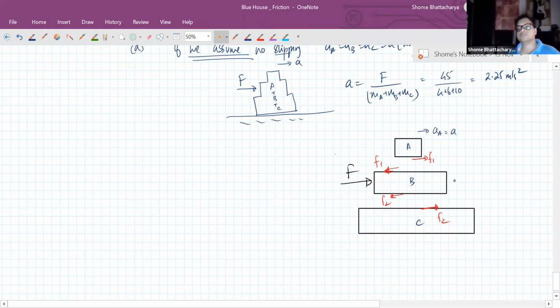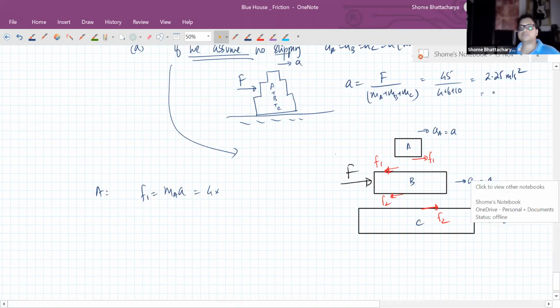So this is also equal to a. Acceleration of C is also equal to a, with this assumption, of course. So from A's free body diagram, we'll see that F1 needs to be mass of A into a. So mass of A was how much? It was 4 kg, and the common acceleration had come out to be, if you can just write this as a fraction, it will be easier, 45 by 20. So 5, so 9 by 4. So only 9 newtons of friction is required.